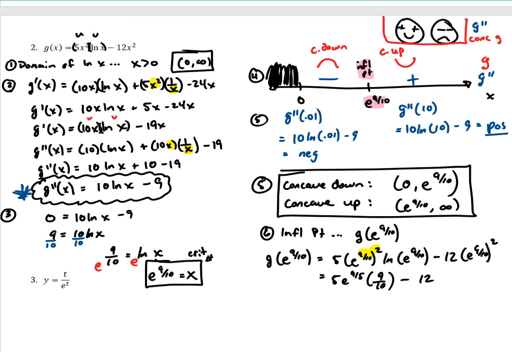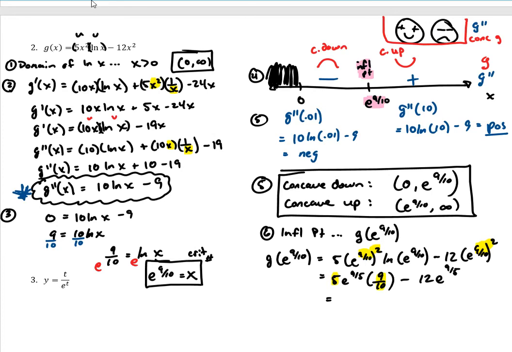And then we have minus 12. Just like before, those powers would multiply. So 9/10 times 2 would become 9/5. So it's e to the 9/5. And so it looks like we do have like terms. Okay, so this becomes the 5 and 9/10 would multiply.